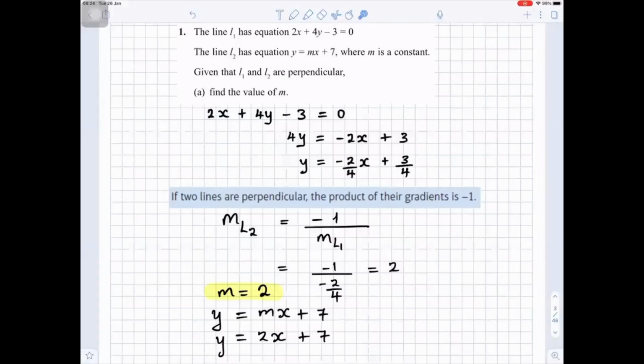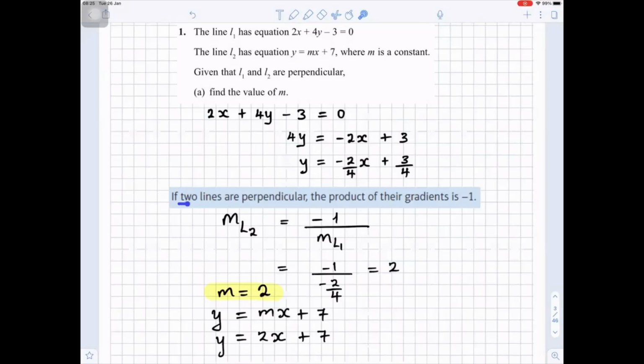So the first thing you want to do is write the equation of the line L1 as y = mx + c, where m is the gradient. So you rearrange this to make y the subject. You take 2x to the right, it becomes minus 2x. You take minus 3 to the right, it becomes plus 3. It's 4 times y, so you divide by 4: minus 2 divided by 4, and 3 divided by 4. So you have y = -2/4 x + 3/4.